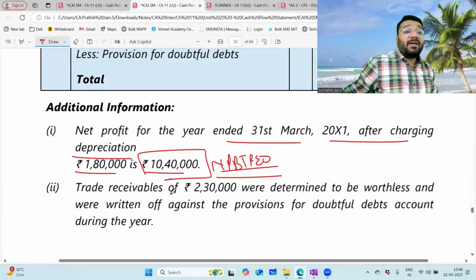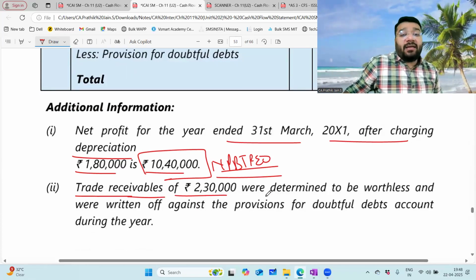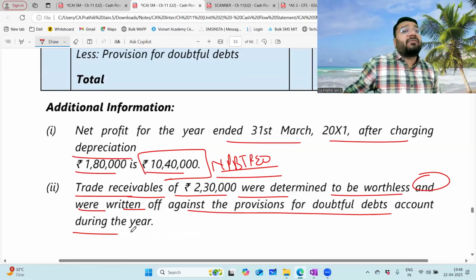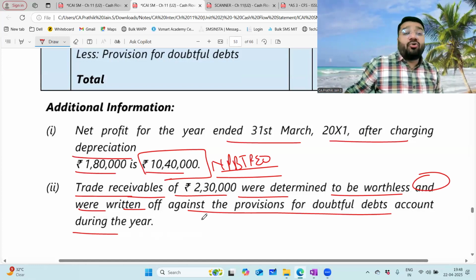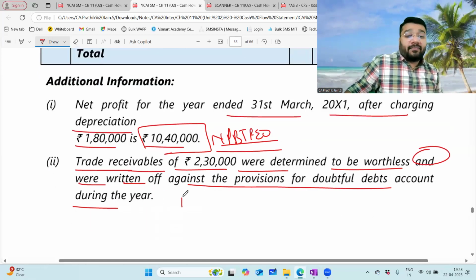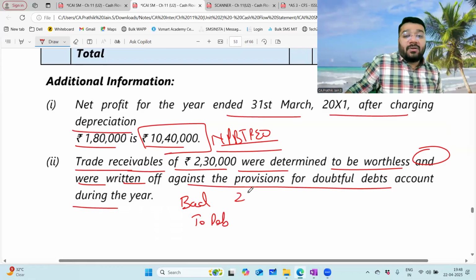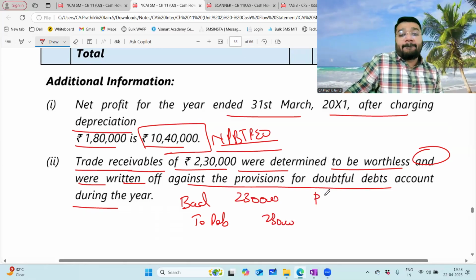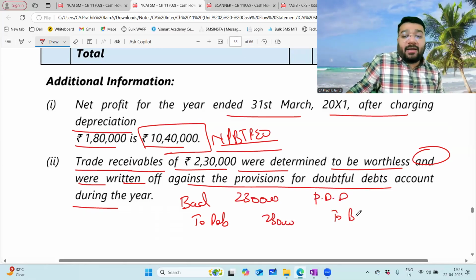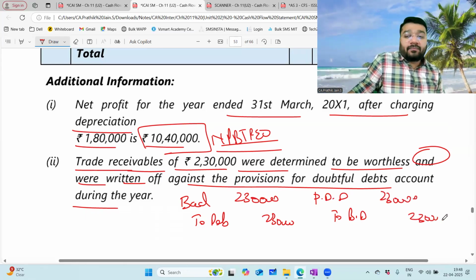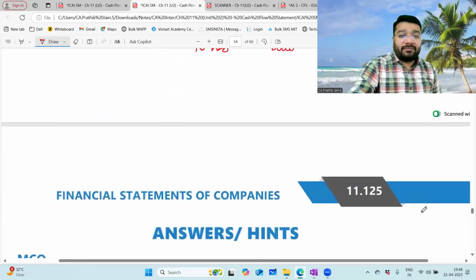Now, trade receivable of 230 were determined to be worthless and were written off against the provision for doubtful debt account during the year. Which option? Option 2. Tell me the entry. Bad debt to debtor, 2,30,000. And then PDD to bad debt 230. Any problem?